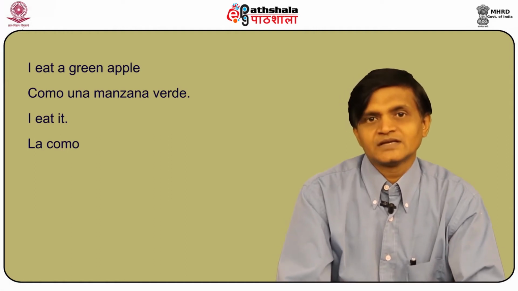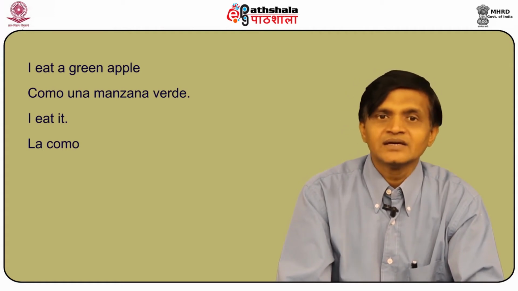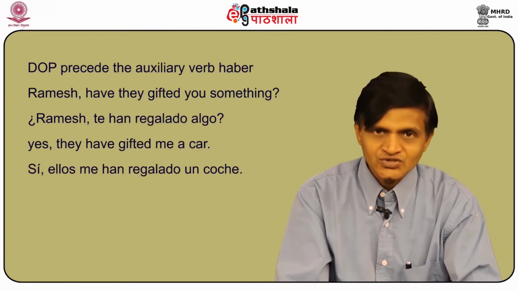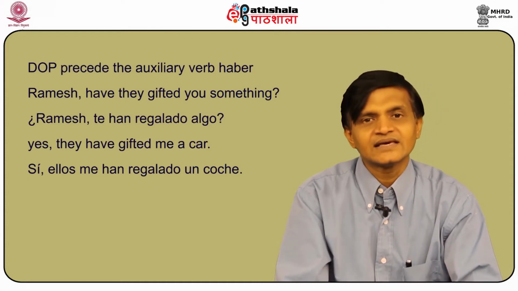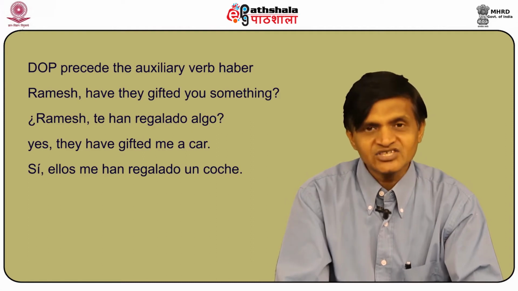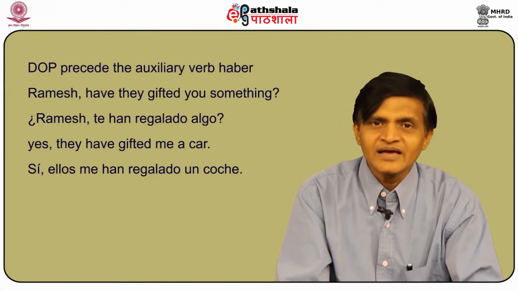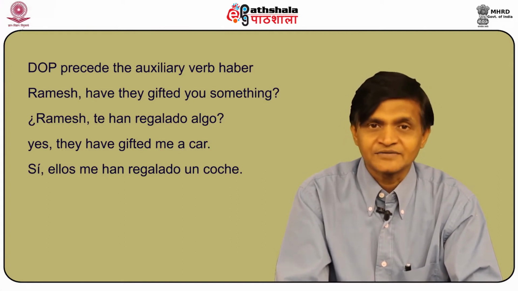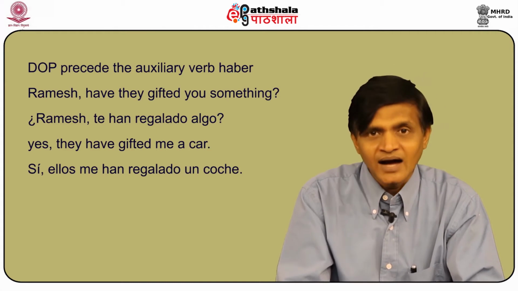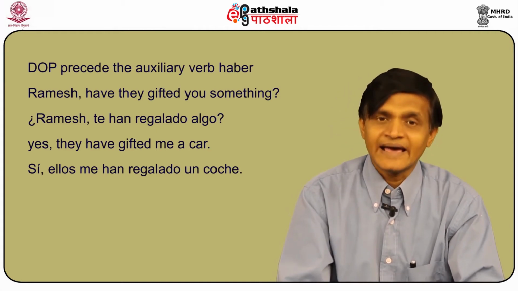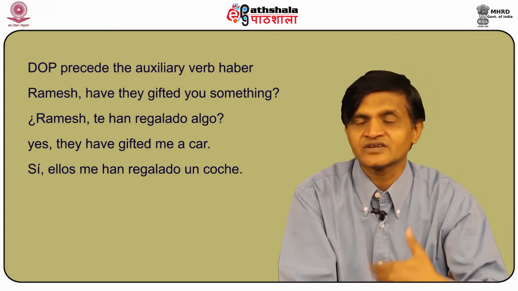The direct object pronouns precede the auxiliary verb haber in compound tenses. So, for example, Ramesh, have they gifted you something? Yes, they have gifted me a car. Ramesh, ¿te han regalado algo? Sí, ellos me han regalado un coche. I repeat, Ramesh, te, because you're talking about the direct object pronoun, te han regalado algo. Sí, ellos me han regalado un coche, which means I have been gifted a car.